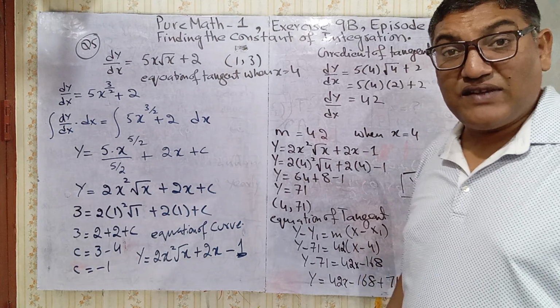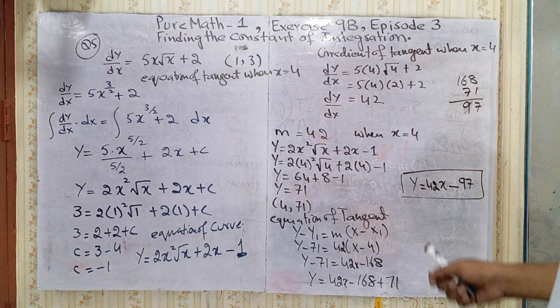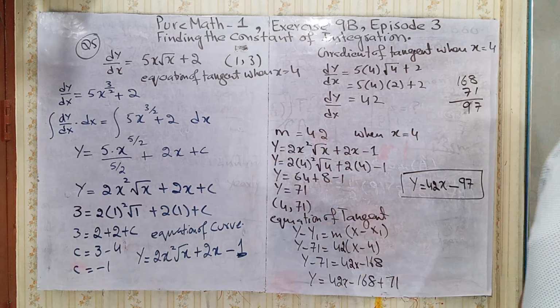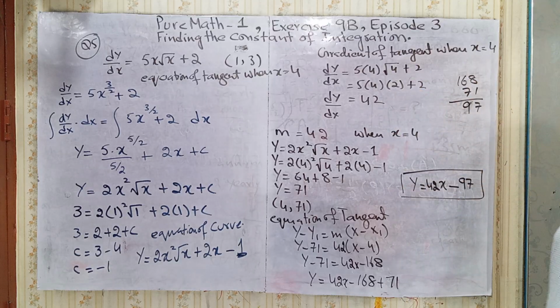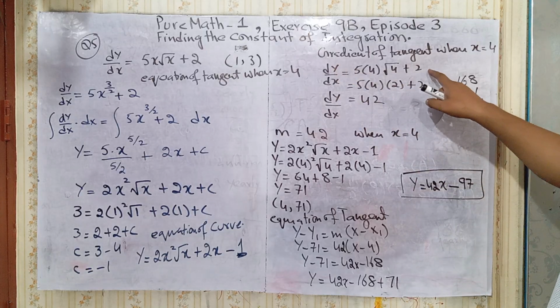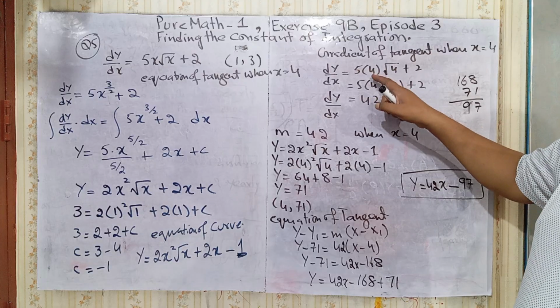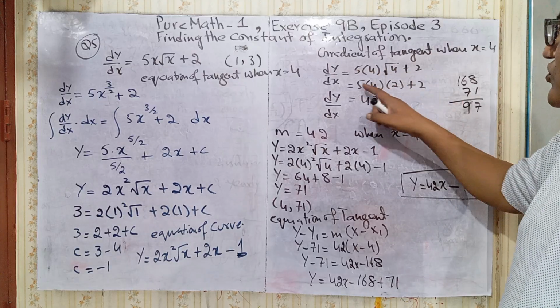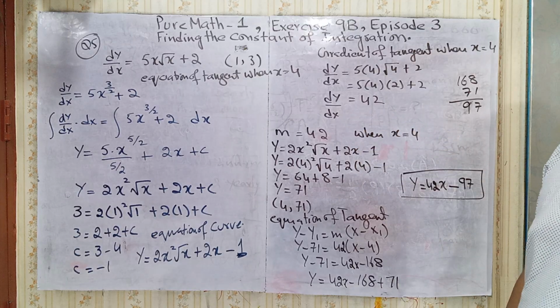Then in the second part of that question, they ask you to find the equation of the tangent when x is equal to 4. Because I know dy by dx, in that I will put x equals 4, and I will get the gradient of the tangent when x is equal to 4. So in the dy by dx expression, I will substitute x with 4. So you will have 5 into 4 under root 4 plus 2. So that will be 42. So the gradient of the tangent is 42 when x is equal to 4.